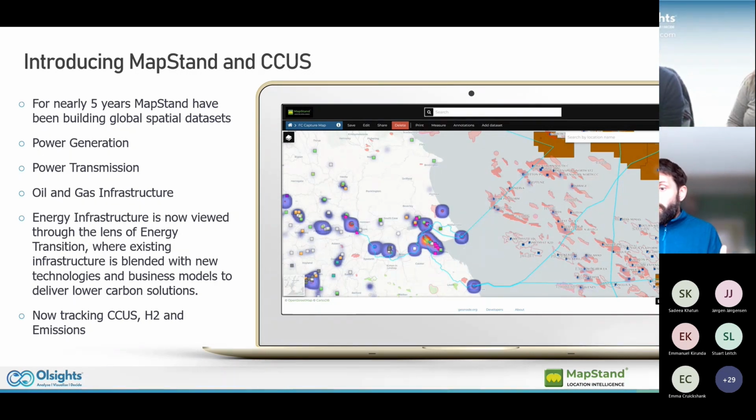These data layers in recent times have started to be viewed by our customers in very, very different ways, as across the board people are engaging with energy transition. And it's really brought a new lease of life to a lot of these data sets, where people are now looking at existing infrastructure and trying to understand and reimagine how we're going to rebuild energy systems of the future.